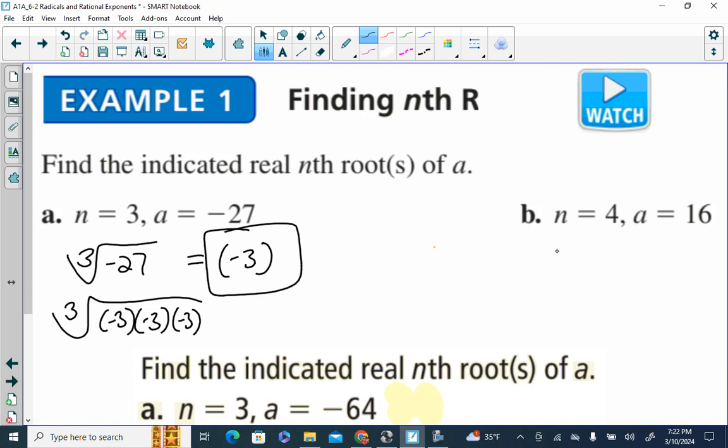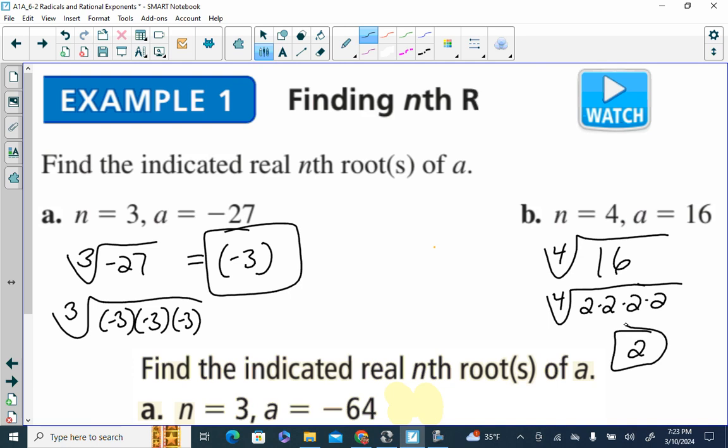Example B, we want the fourth root of 16. So what number used as a factor 4 times gives us a product of 16? That would be the fourth root of 2 times 2 times 2 times 2, because 2 times 2 is 4, times 2 is 8, times 2 is 16. So the fourth root of 16 is going to be equal to 2.